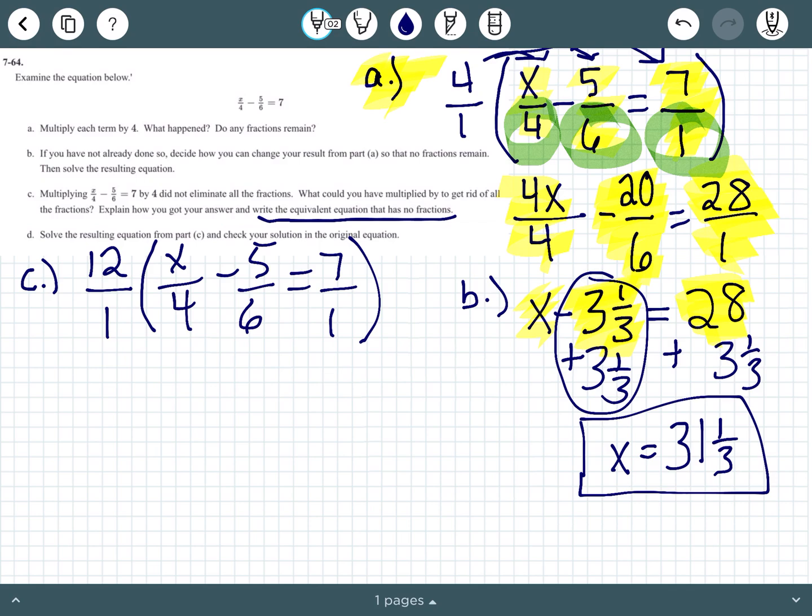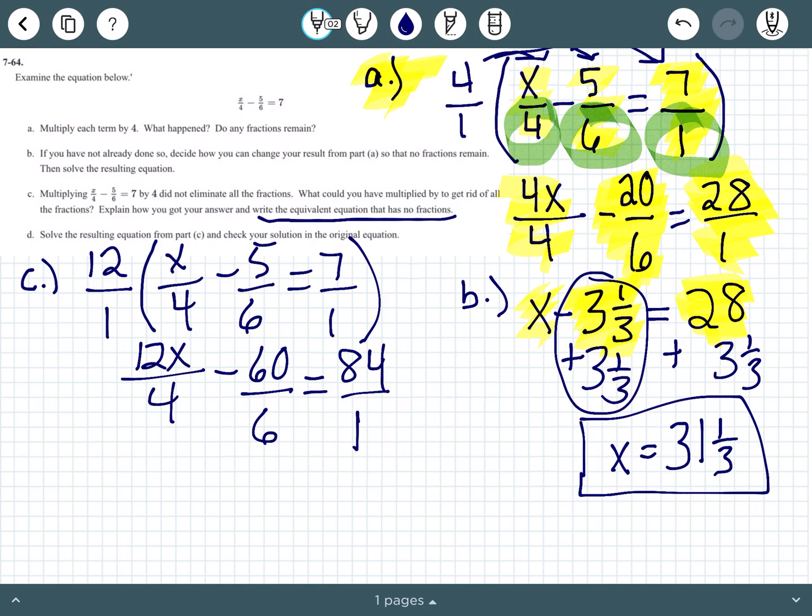Now, when I multiply by 12 over 1, remember we just multiply straight across for fractions, so I'm going to get 12x over 4 minus 12 times 5 would give me 60. So minus 60 over 6, because 1 times 6 is 6, equals 12 times 7 is 84, and 1 times 1 is 1.